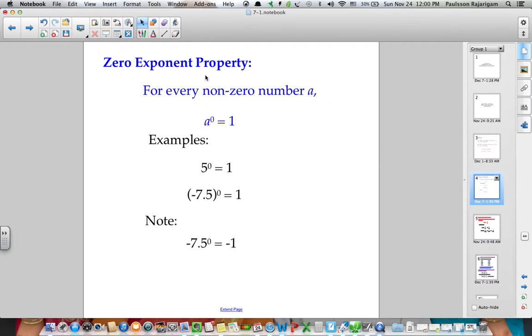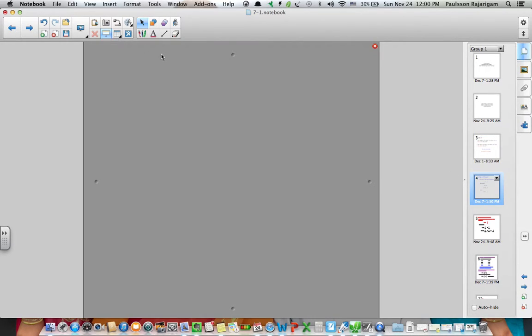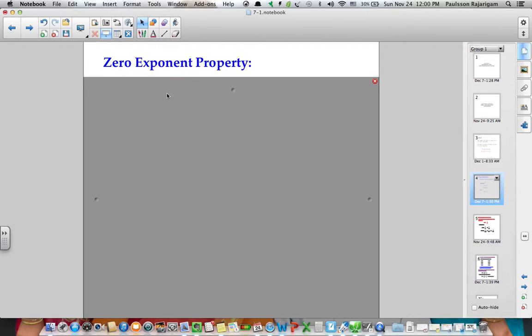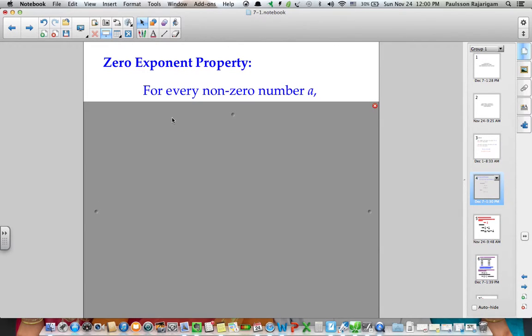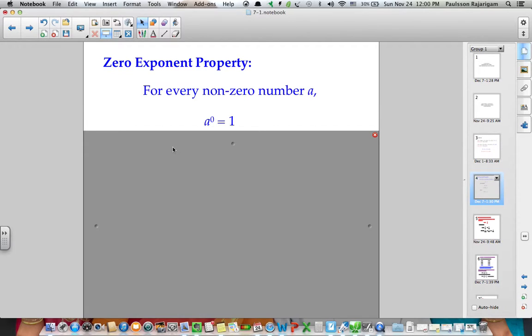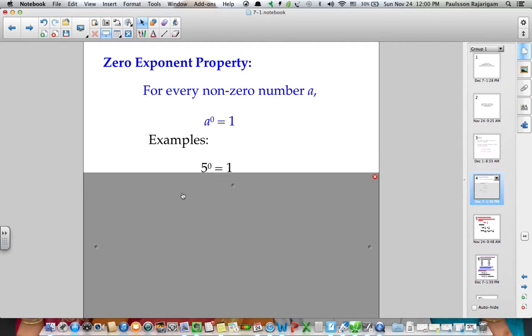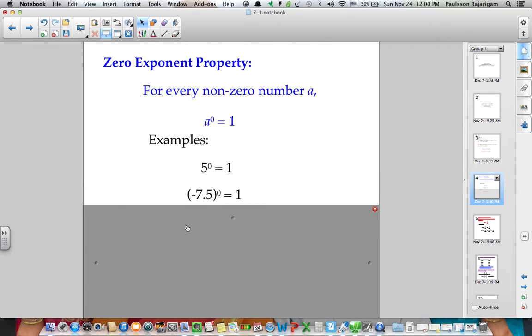All right, so let's look at some properties. The first property is the zero exponent property. According to this property, every non-zero number a to the power of 0 equals 1. Again, we know that from 6th grade. And here are some examples. 5 to the power of 0 equals 1. Negative 7.5 quantity to the power of 0 also equals 1.